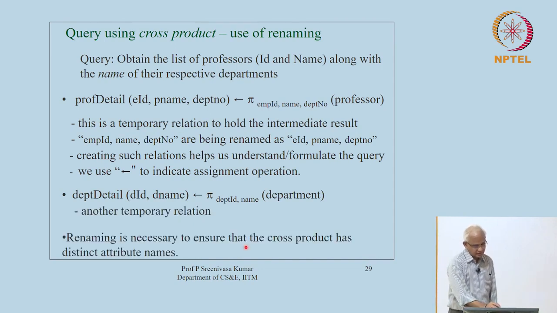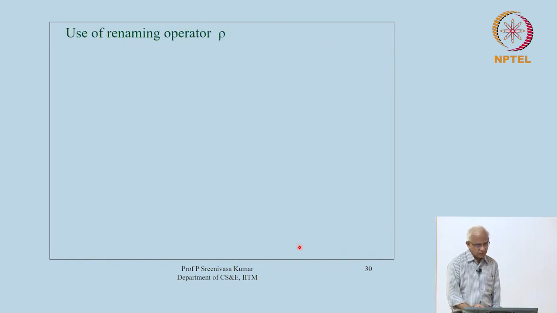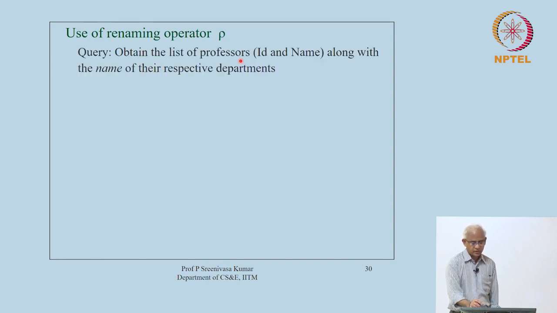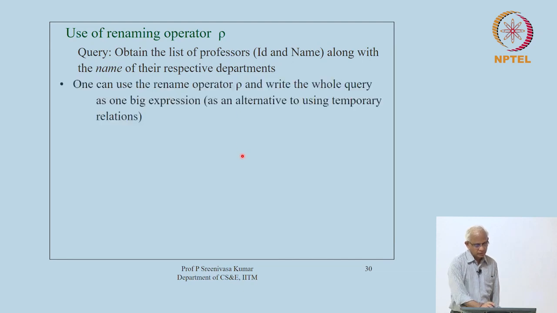Now, this renaming is necessary because we want to ensure that the cross product has distinct attribute names. This also I mentioned in the last class. Now, the operator rho is a renaming operator, and I tried to write this big expression using the journal here, but I do not know whether you have been comfortable seeing that. So, I have re-rendered it in the slide here. One can use the rename operator and write the whole query as one big expression, as an alternative to using these temporary relations. So, how it looks is like this.